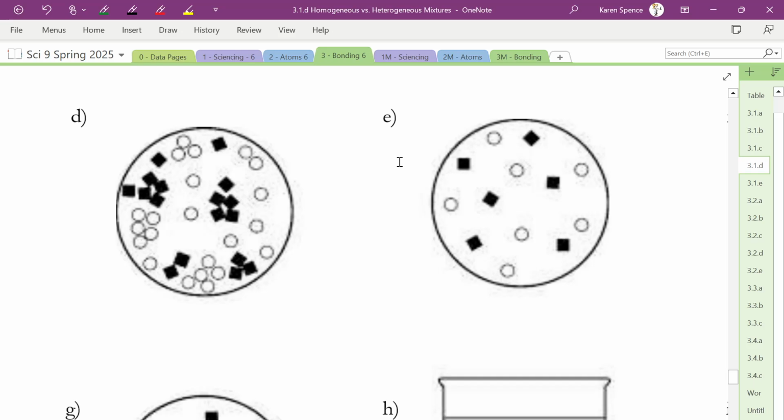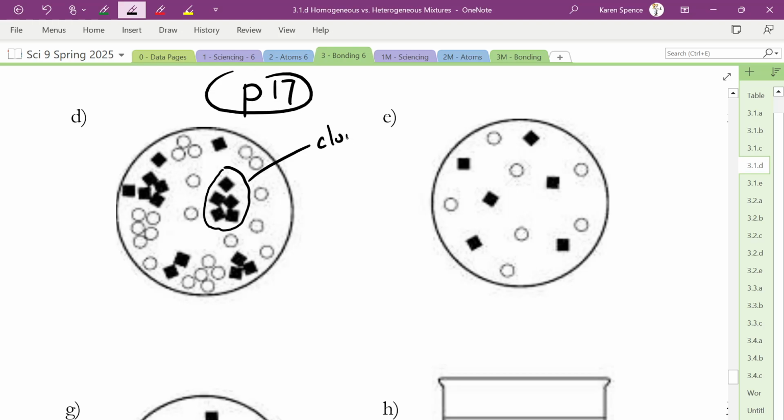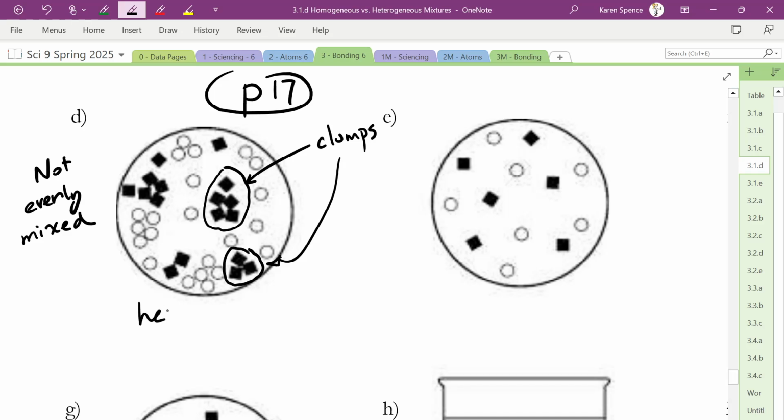The one thing that I want you to notice about this is that, this is page 17. Do you see how we have little clumps? Which means it's not evenly mixed. So is that homogeneous or is that heterogeneous? Heterogeneous.